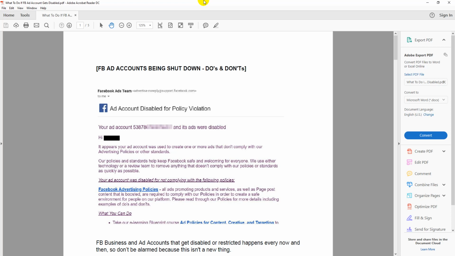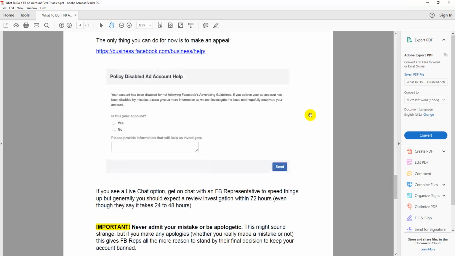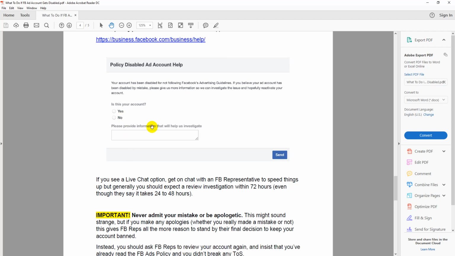What you want to do is appeal. They'll probably give you a link right off the bat: if you find this to be a mistake, give us more information. You'll be able to click on the link and arrive at a simple form like this. Is this an account? You're going to put yes and provide information. Now, you don't really have a lot to write here, to be very frank.